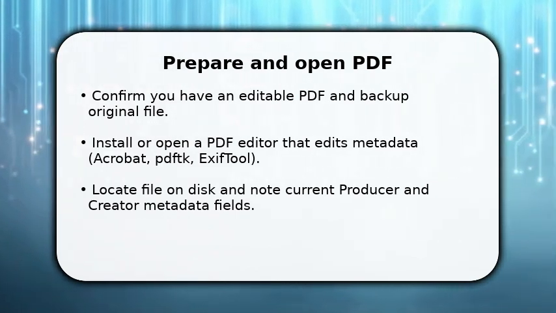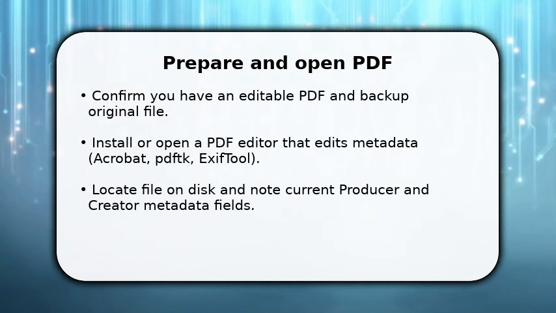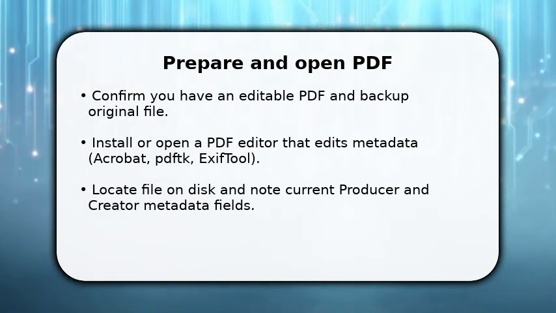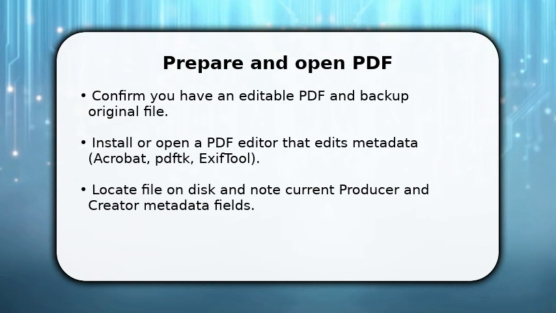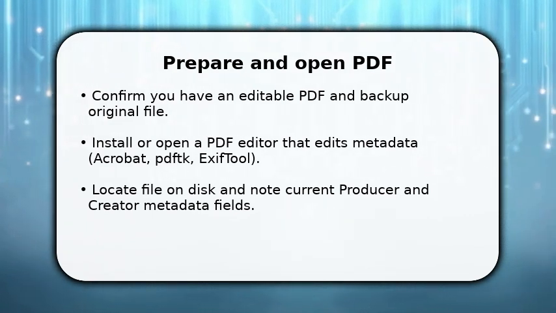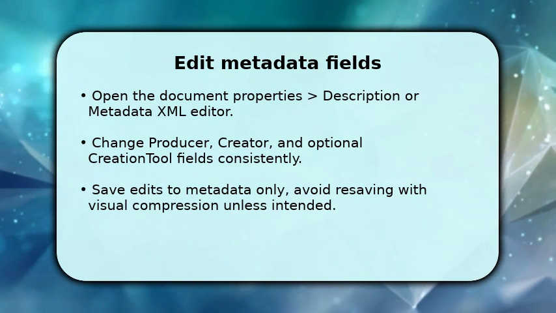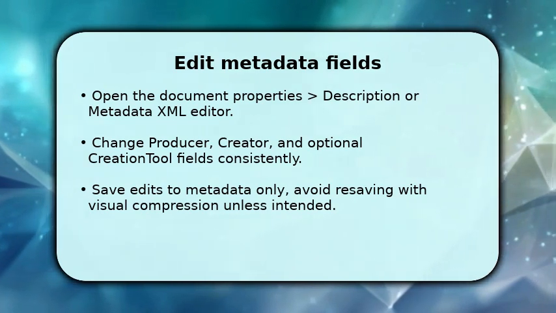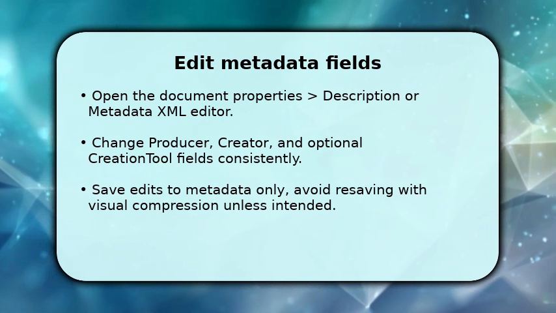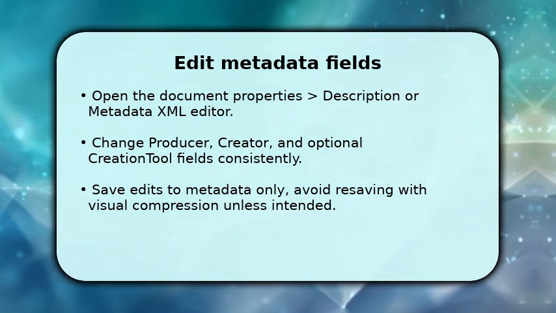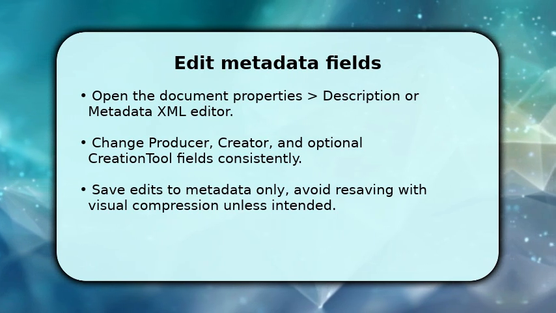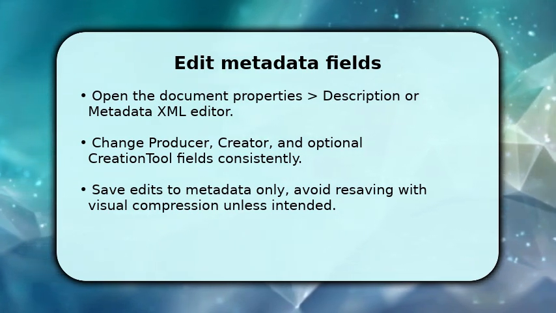After verifying tools and file state, prepare the exact new producer name you will write into the metadata fields. Now change the metadata entries, edit producer, and when relevant, creator or creation tool to the new name. In Acrobat, use file properties description, then edit producer if available. In command line tools like ExifTool or pdftk, write the exact key names and values.